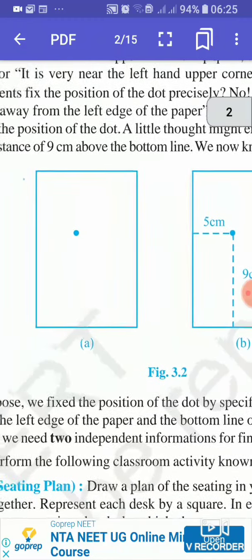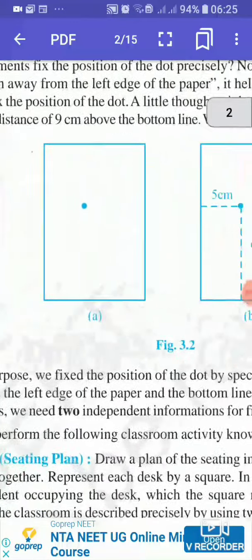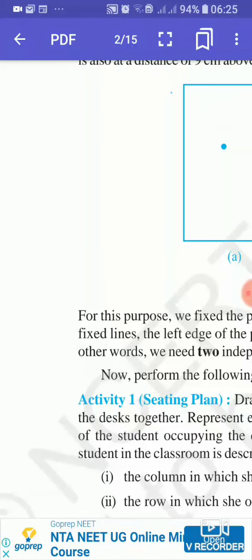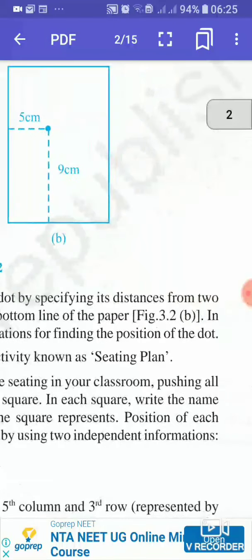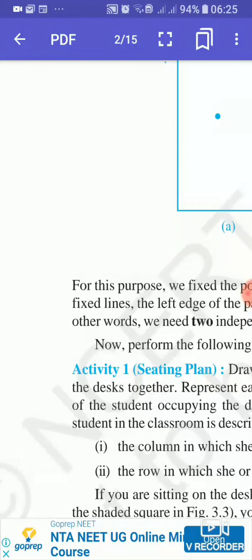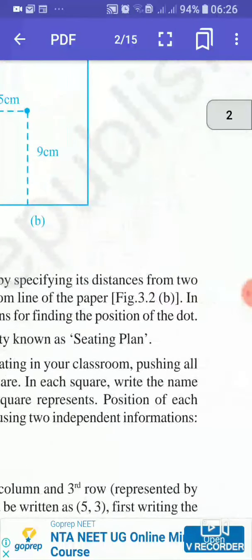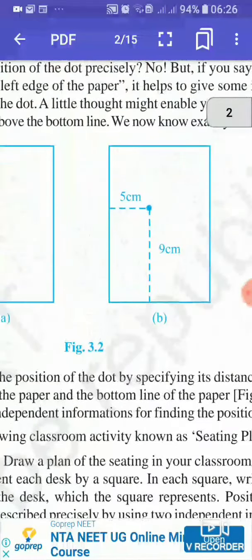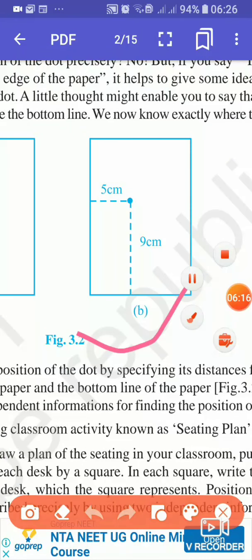Right? We now know exactly where the dot is. For this purpose, we fix the position of the dot by specifying its distance from two fixed lines, the left edge of the paper and the bottom line of the paper. Right? As you can see in figure 3.2b, this one, figure 3.2b.